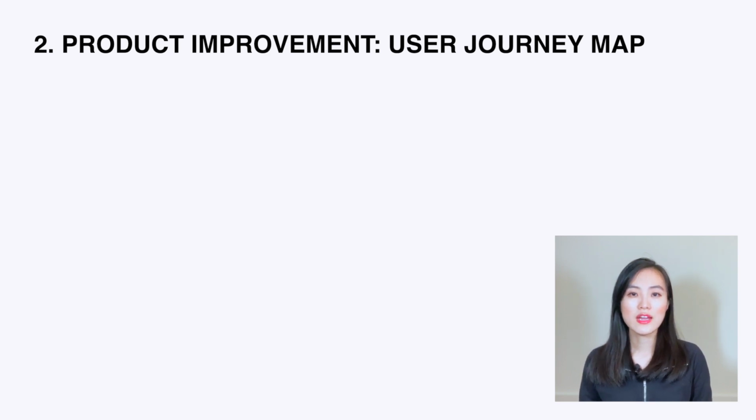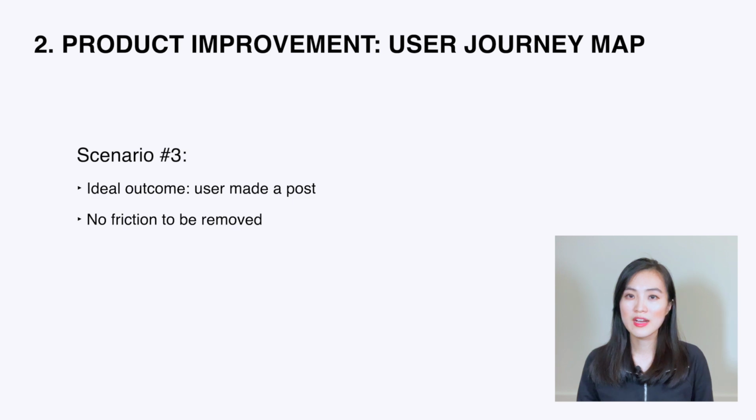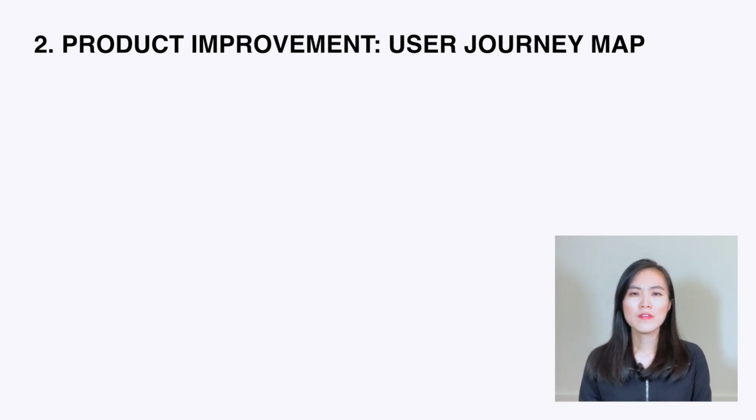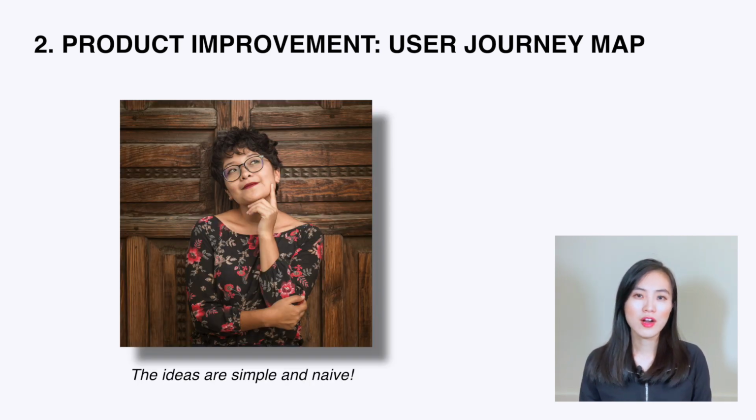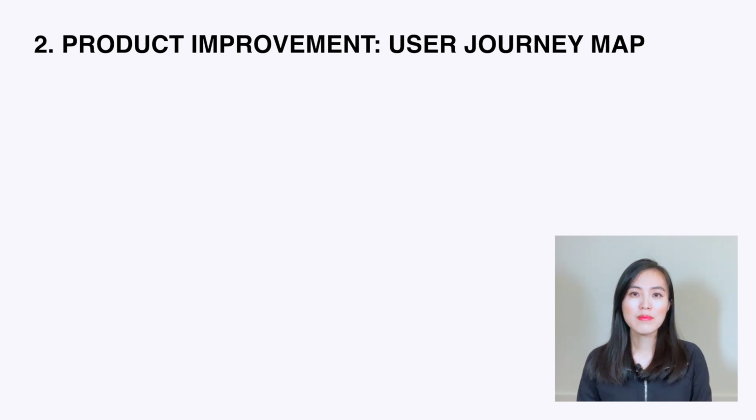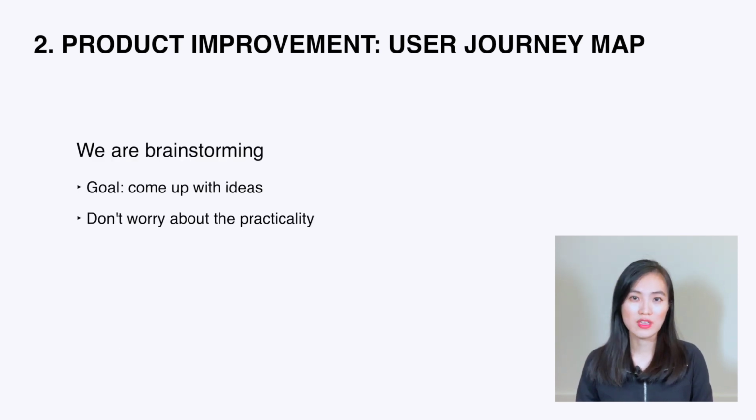To continue the analysis of the user journey, another scenario is that users type in some content and post it. That's the outcome we want. There's no friction to be removed at that step. I know you may think that some of the ideas may sound oversimplified or naive, but remember that we are in the brainstorming phase. The goal here is to come up with some ideas, no matter how practical it is and how much business value it can generate.